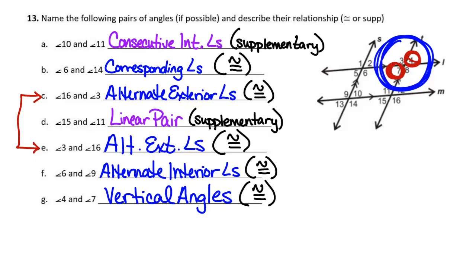Nice work. What else would you guys like to see? Number 12, sounds good.